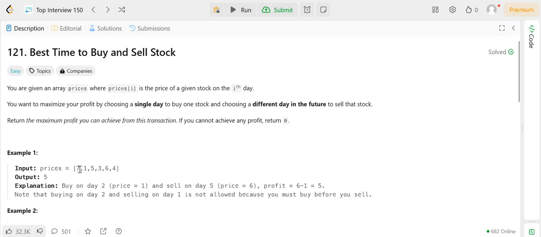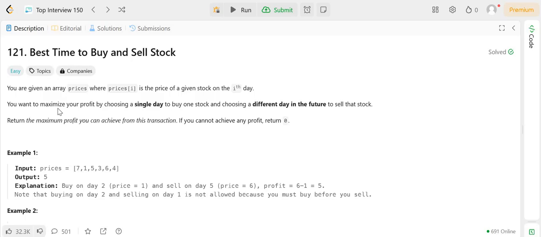For example, on day 1, the price of the stock is 7, next day it is 1, next day it is 5, and so on. So you want to maximize your profit by choosing a single day to buy one stock and choosing a different day in the future to sell that stock. So basically what you need to do is buy a particular stock on one day and on any other day in the future sell that stock, and you want to maximize your profit.